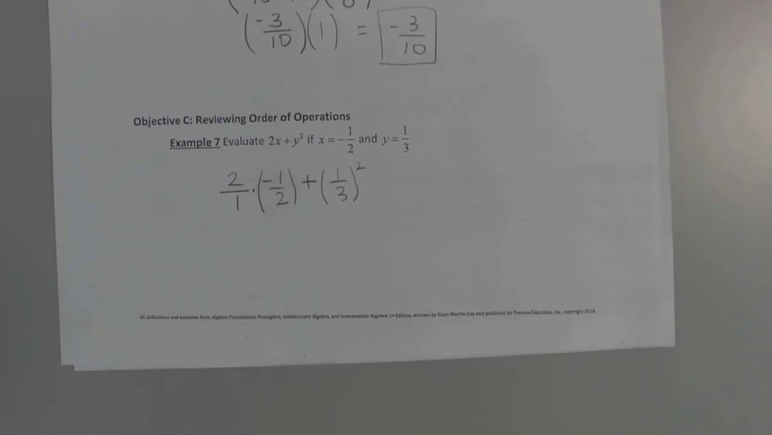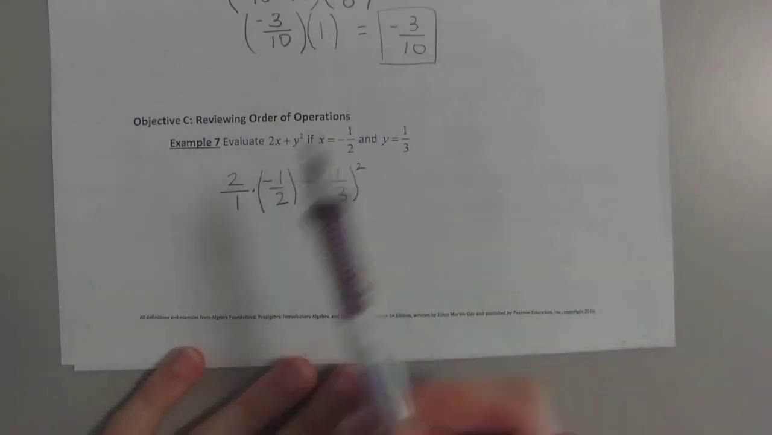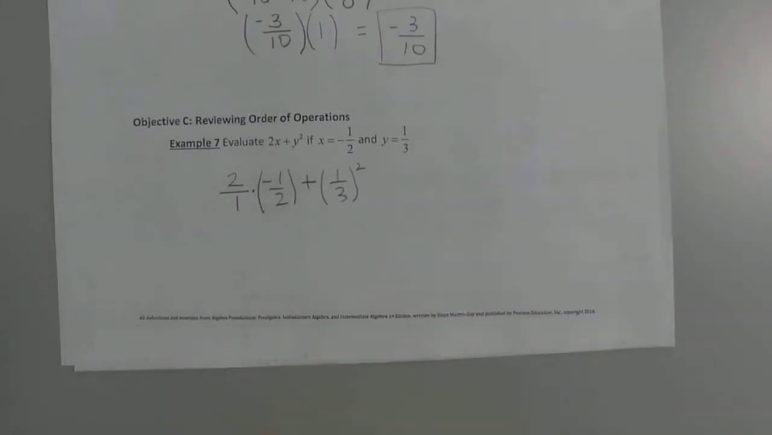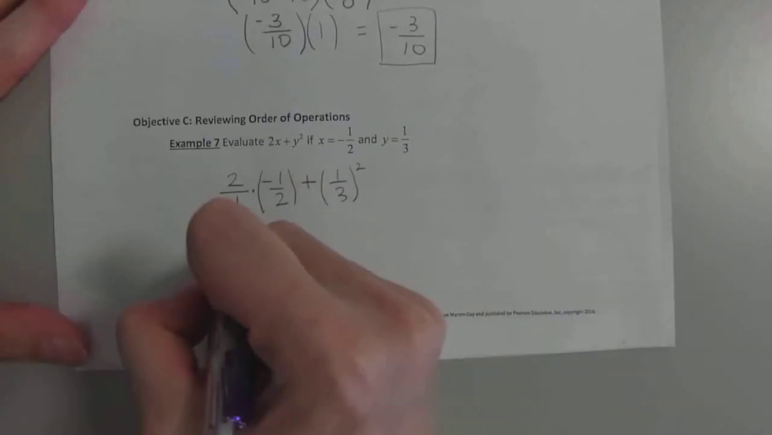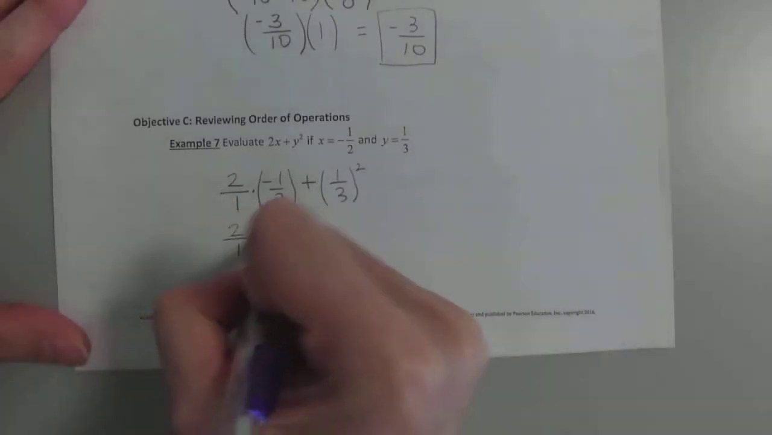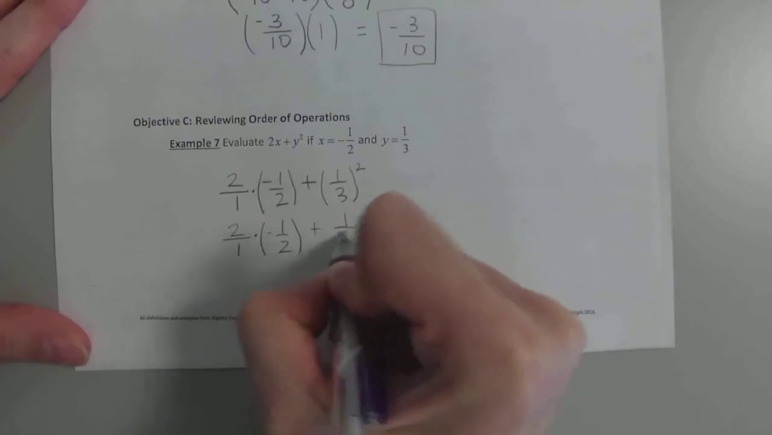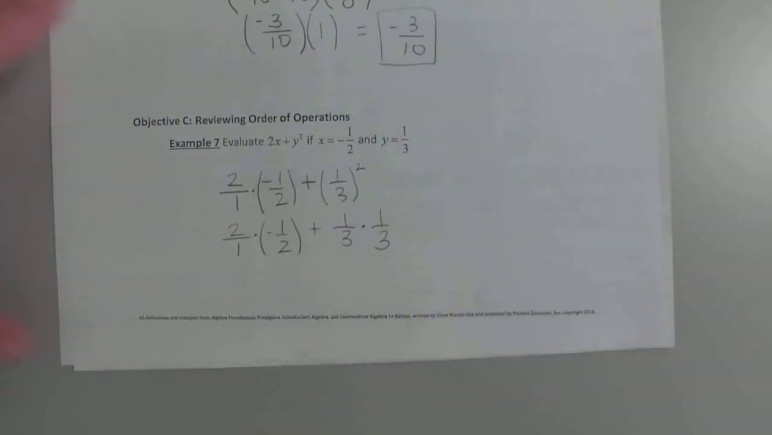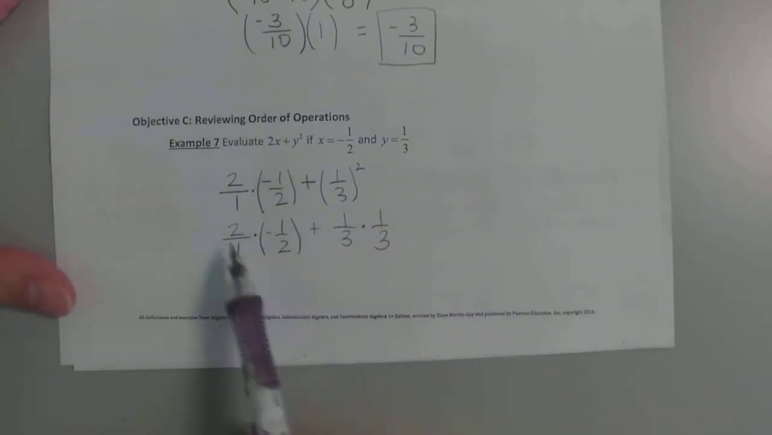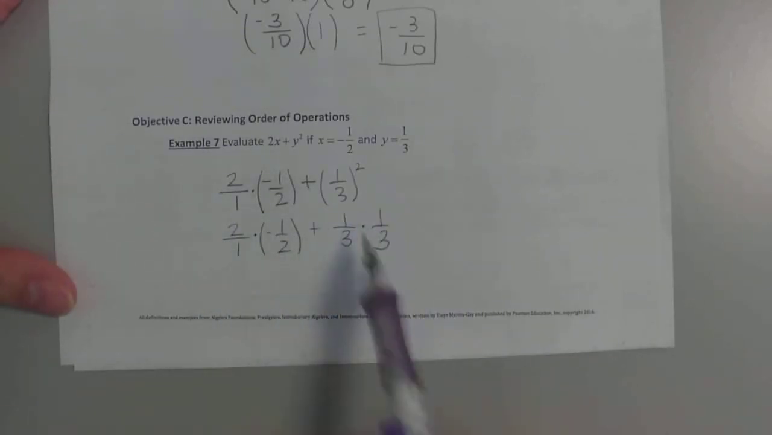Okay, so we had the 2 there, but I put it over 1 because I know I'm going to do fractional math. Times x, but what was x? Negative 1/2. I put parentheses. From now on, I'm putting parentheses around whatever I plug in because they're either going to be a fraction or a negative or something going on. Plus y, what is y? 1/3, but then what is happening to y? It's squared, okay? So operations, are we going to do multiplication, addition, or squaring first? Squaring, okay? So this is going to stay 2 over 1 times negative 1/2 plus 1/3 times 1/3.